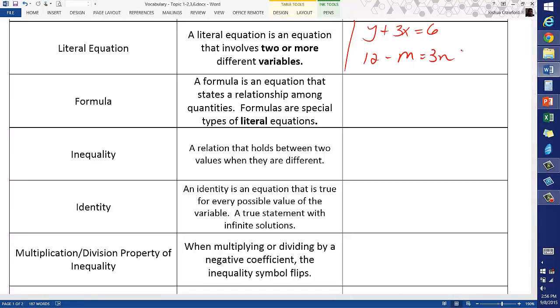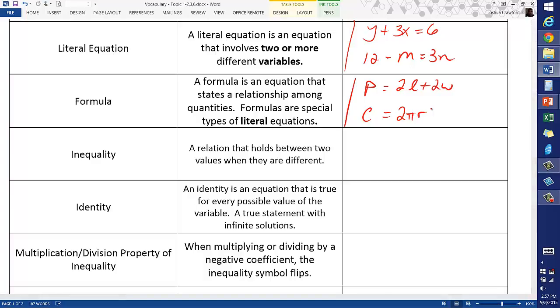Now, a formula. A formula is an equation that states a relationship among quantities. Formulas are special types of literal equations. So, formulas that we covered last week would have been perimeter and circumference. So, perimeter would be 2L plus 2W. As you see, perimeter has P, L, and W, 3 different types of variables, meaning it's literal. Then C equals 2 pi r. So we have C and we have r, 2 types of variables, meaning it's literal.